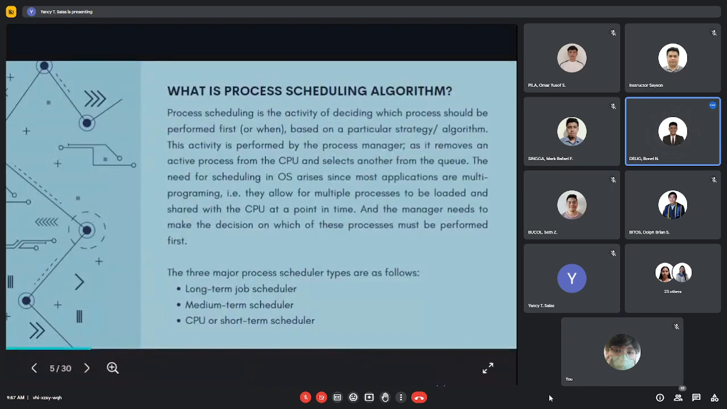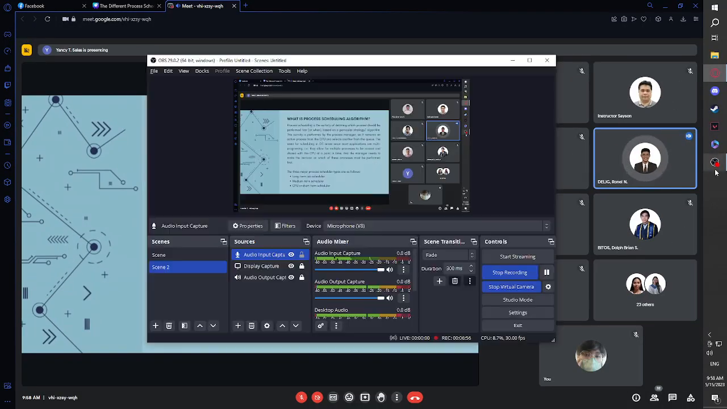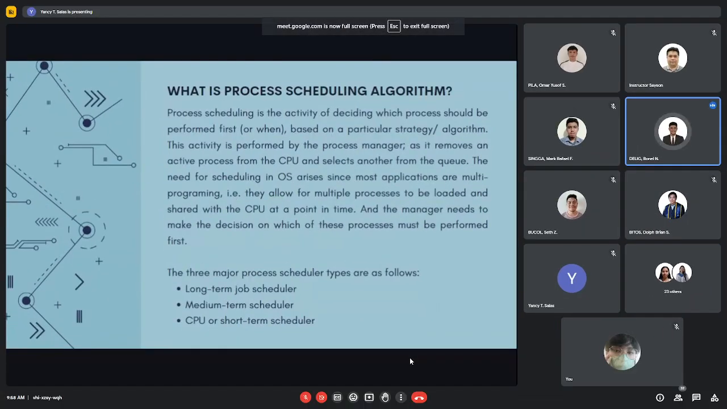So, in our process scheduling, there are multiple policies or algorithms. So, what is a process scheduling algorithm? Process scheduling is the activity of deciding which process should be performed first or when, based on a particular strategy or algorithm. This activity is performed by the process manager as it removes an active process from the CPU and selects another from the queue.